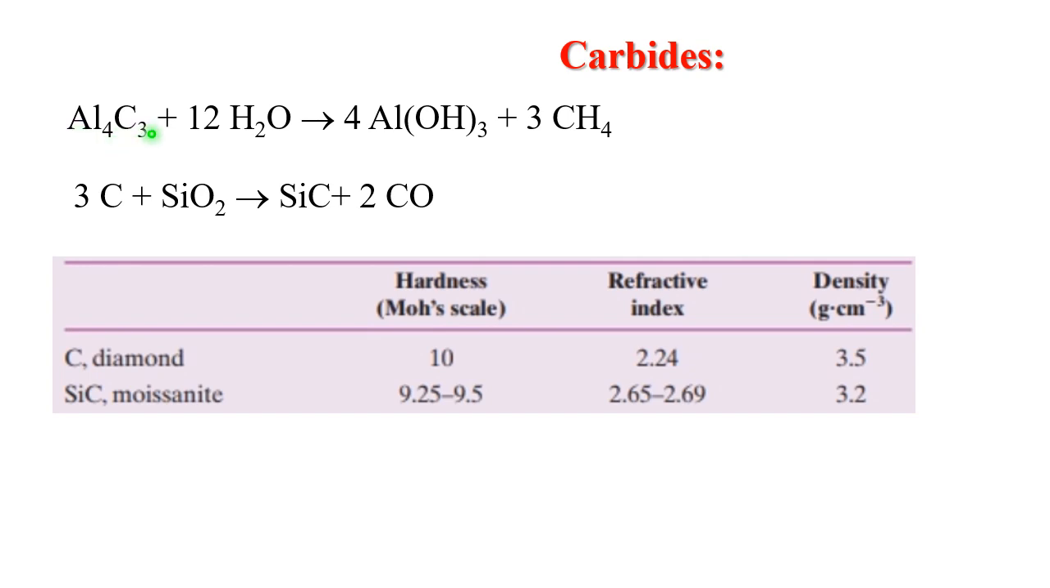An example is aluminum carbide, which reacts with water to make aluminum hydroxide and CH4, methane. It also reacts with some non-metals like silicon to make silicon carbide and carbon monoxide. Silicon carbide is one of the hardest known compounds, and it's of course much cheaper than diamond.